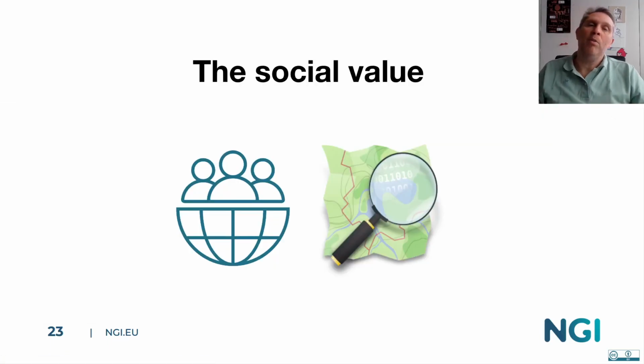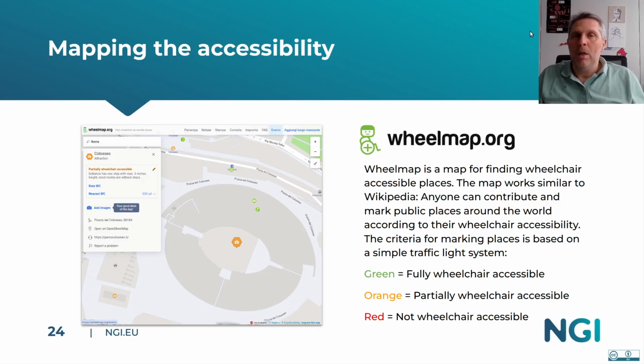So now we have to move to the social value of OpenStreetMap. You can understand it's very easy to participate, to add data inside OpenStreetMap. So you can participate by adding data to help people, like I told you before about Wheelmap. There is the map wheelmap.org that is connected with OpenStreetMap, where in a very simple way you can add information about places that are possible or not possible to reach with a wheelchair, and you can add details here.